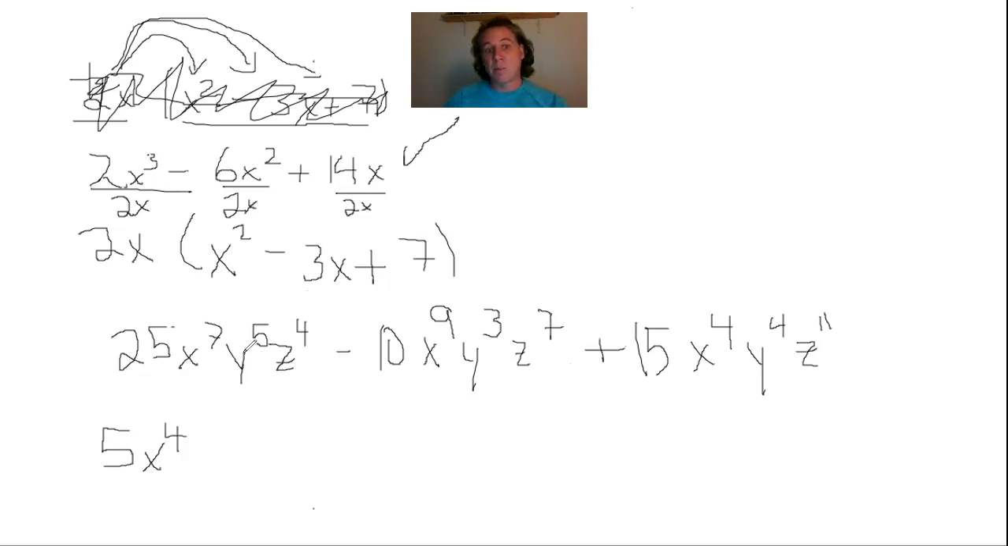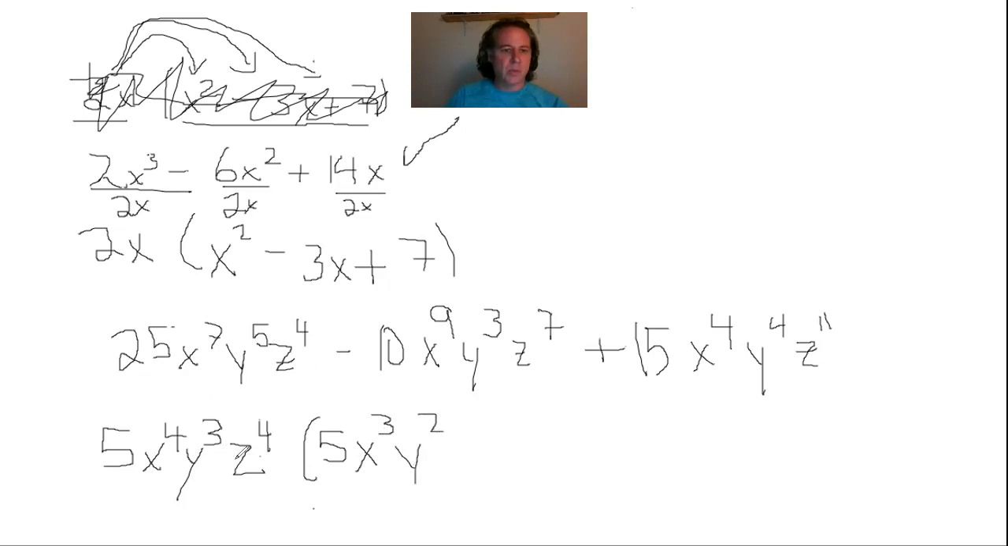Now we do the same with the y's, and we say, okay, there's 5 y's here, 3 y's here, 4 y's there. So the most number of y's we can take out is 3, which is the least. And then we do it with the z's, and we see, oh, we can take out 4 z's. And now to figure out what's in the brackets, we go 25 divided by 5 is 5. And we had 7 x's, we took 4 out, that leaves us with 3. We had 5 y's, we took 3 out, that leaves us with 2.